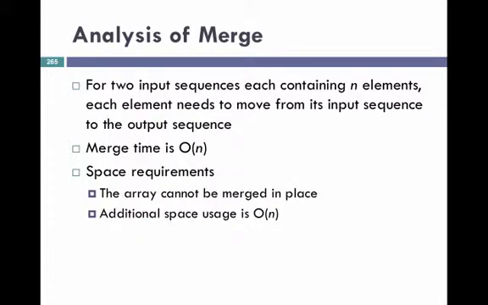For two input sequences containing n elements, each element needs to move from its input sequence to the output. So the merge time is order n. And the space requirements are that the array cannot be merged in place, so we need some additional space, order n space.